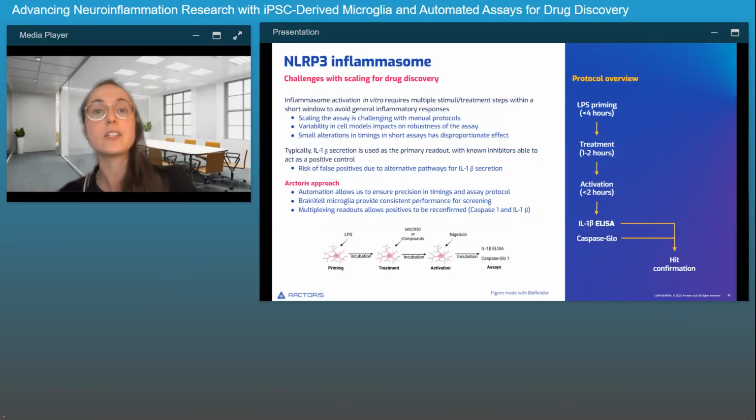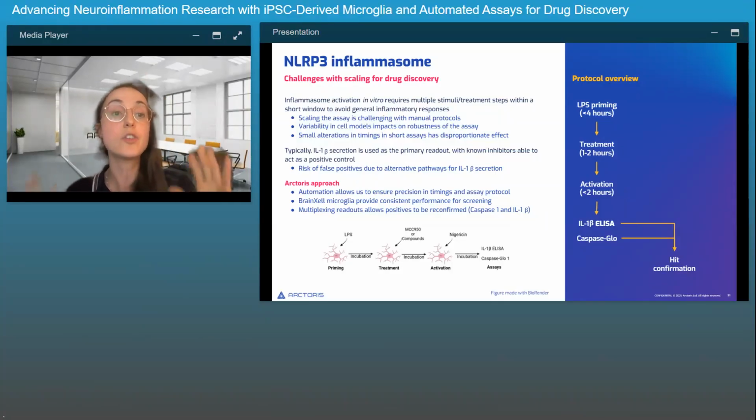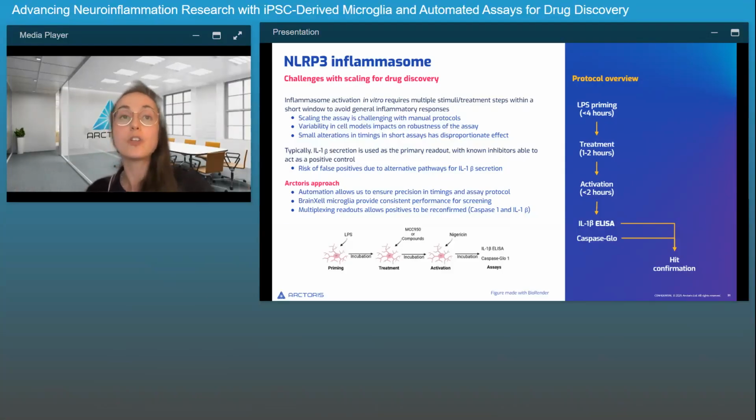So what we've done at Arctoris with this assay, we've done using automation. It has allowed us to do these treatments in a very precise way on quite a large scale. And also, using the iPSC-derived microglia provided by BrainXell, we can do this in a very robust cell model that is reproducible across plates and across experiments, and it also reduces the timing of the experiments a lot, because from the time of thawing to data collection is just 1 week or less.